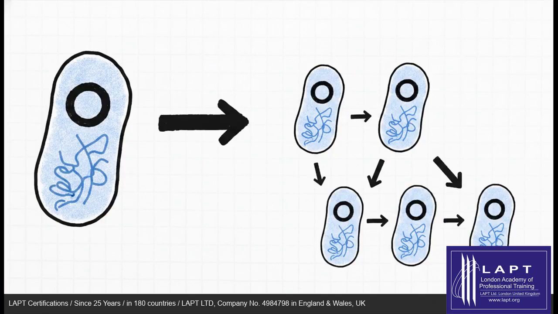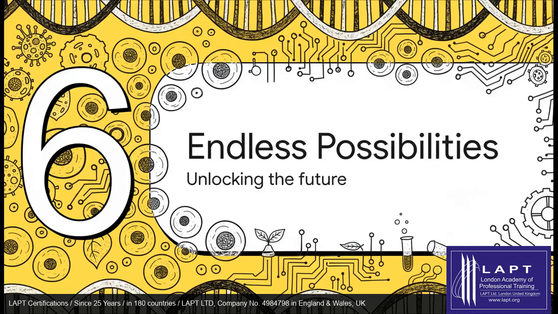Let's look at a tangible example of this in action with E. coli. When scientists introduce recombinant DNA into a bacterium like E. coli, the alien DNA integrates and replicates perfectly alongside the host's own genetic material. And thanks to their rapid multiplication rate, this enables the massive, large-scale cloning of those highly beneficial genes. Finally, Section 6, Endless Possibilities, Unlocking the Future Across Sectors.